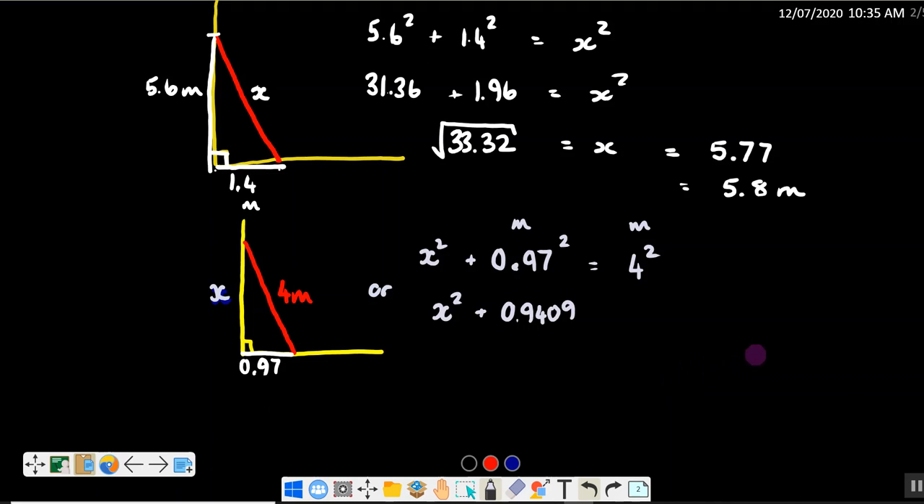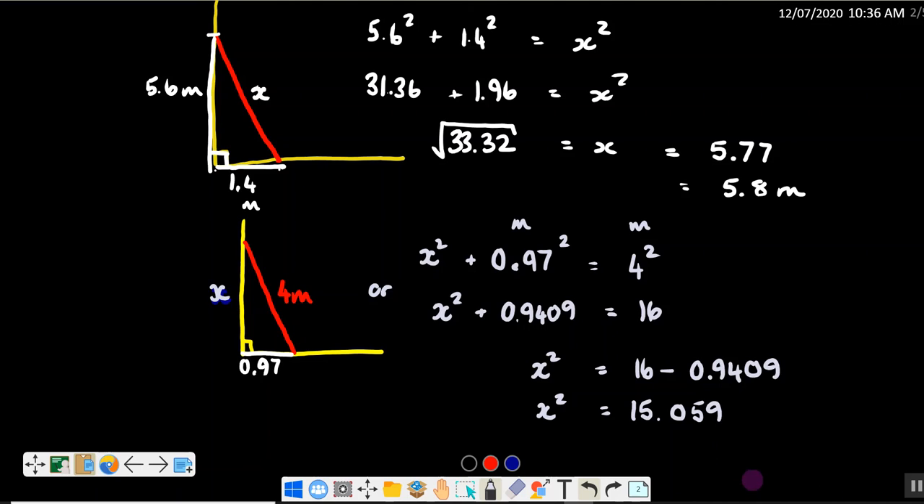9409 equals 16. Now what do I do? Subtract. So x squared equals 16 subtract 0.9409. What do you get? 15.059. Exactly that. And then what do we do to finish off with?